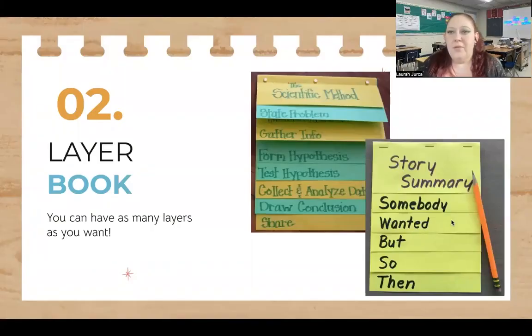So the second type of foldable book that we're going to look at is called a layer book or a layer flip book. These books are pretty versatile and you can have really as many layers as you want.